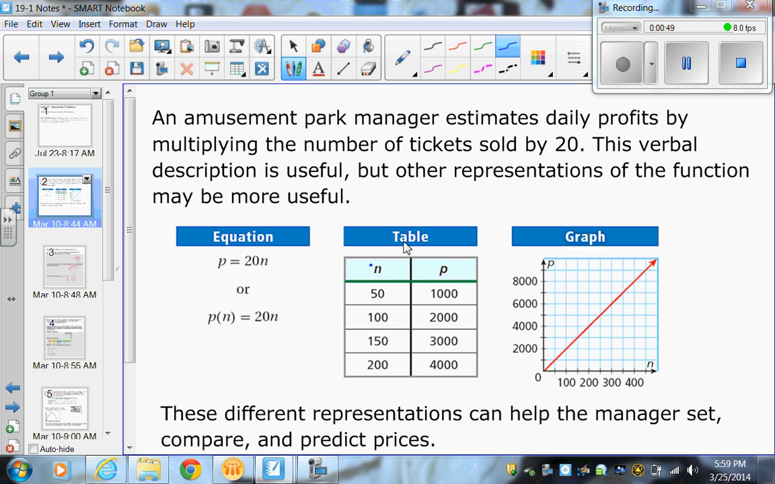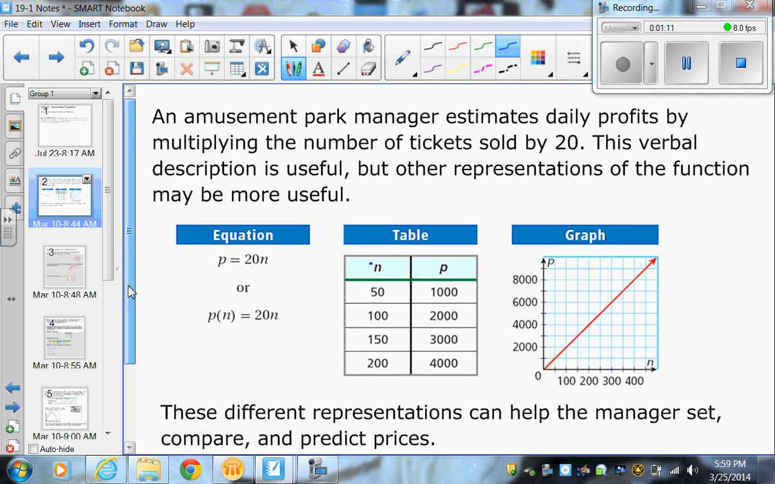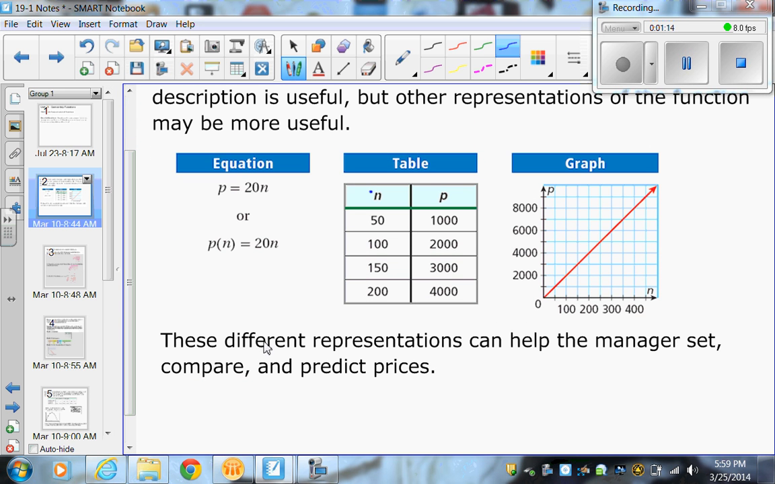We could also make a table where we come up with the number of tickets sold and then find the profit. So 50 times 20 would give me 1,000, 100 times 20 would give me 2,000, and so forth. Or we could actually graph it. So we could take our equation, P equals 20N, and make a graph so that we can look at the graph and analyze it. These different representations can help the manager set, compare, and predict prices.